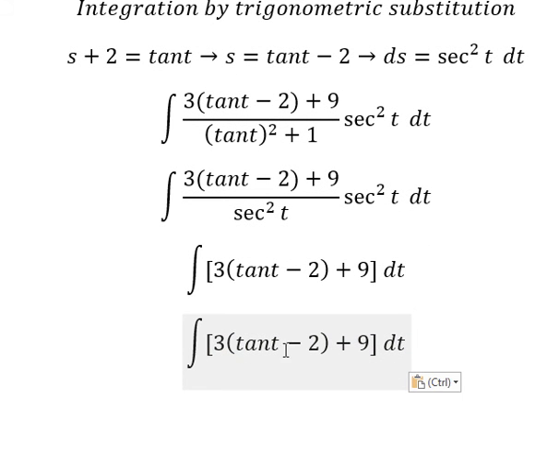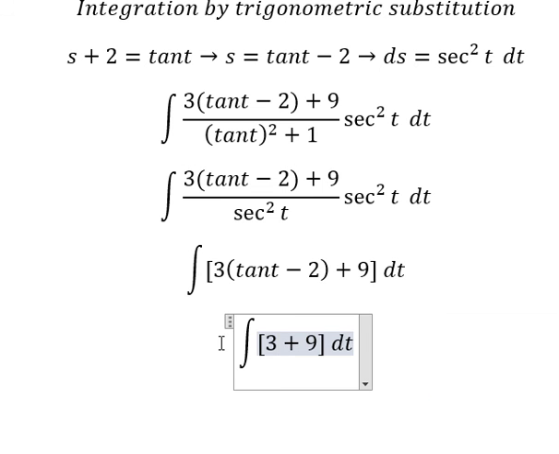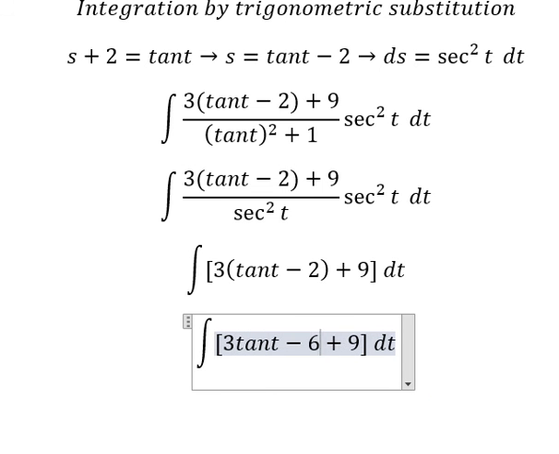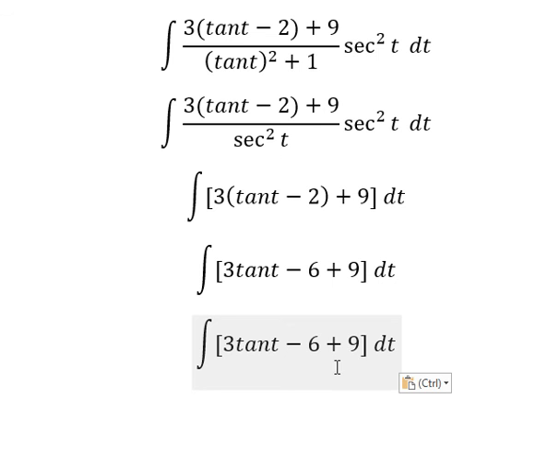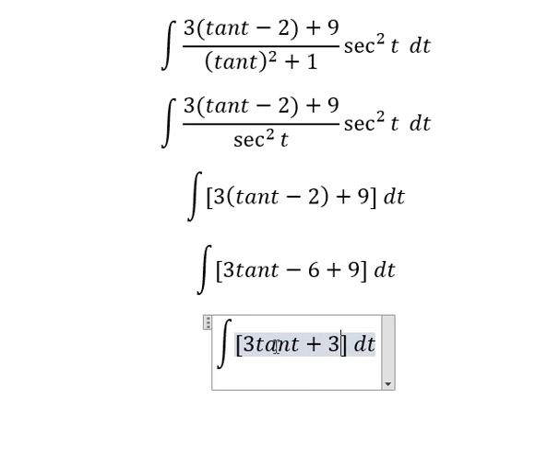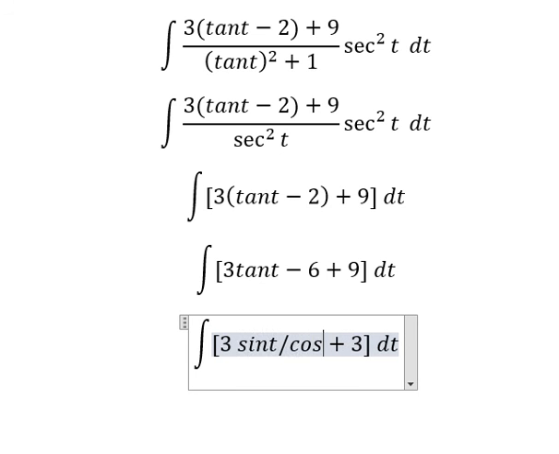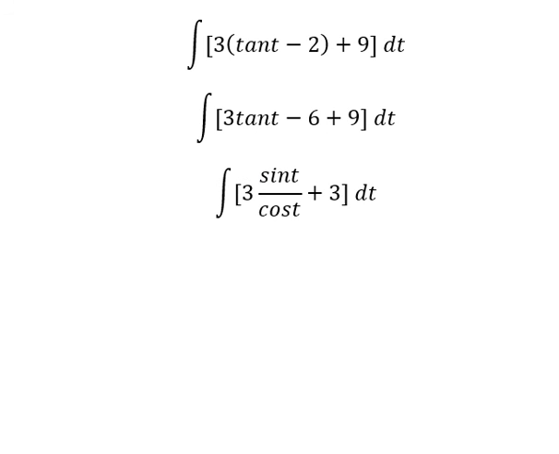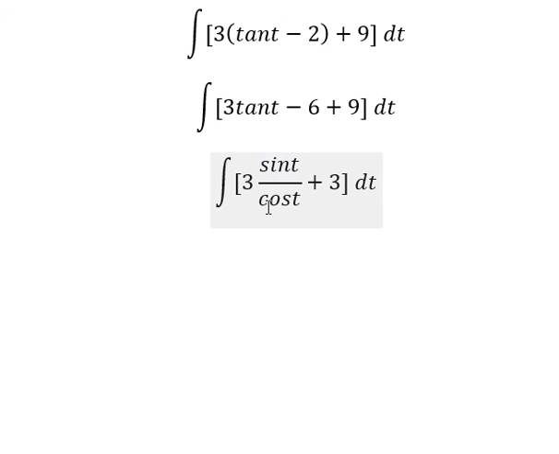So 3 tan t, 3 multiplied by tan t, and negative number 2. So number 9 minus number 6, we have positive number 3. Tan t, we change by sin t over cosine t. And now we have the final answer.